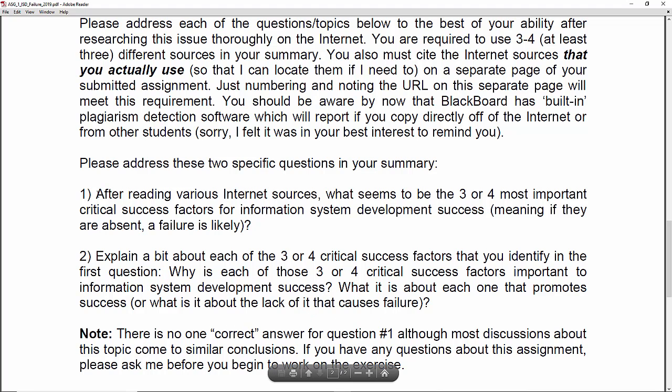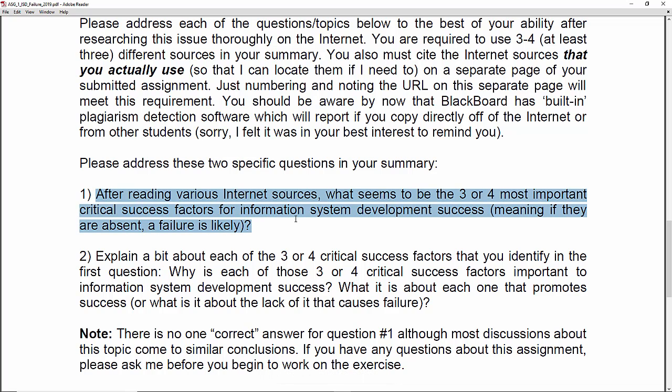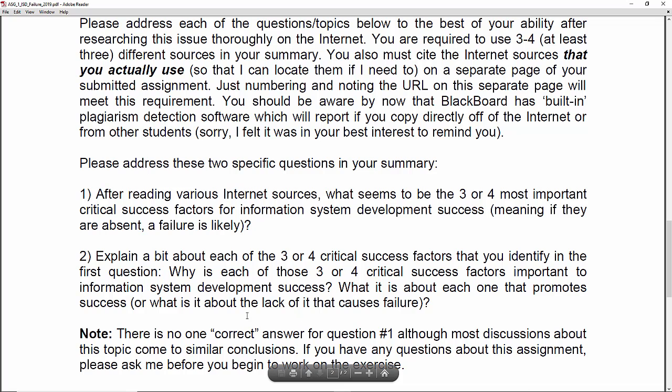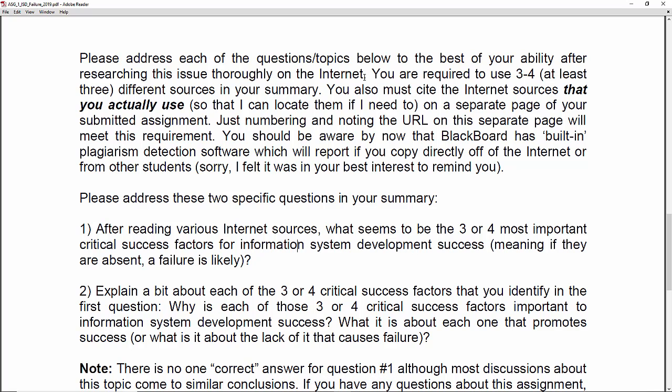Please note there's no one correct answer for this first question, but discussions about this topic generally come to similar conclusions. As always, if you have questions about this assignment, ask me before you begin. One more thing, it's a requirement to use at least 3 or 4 different sources on the internet in your summary.